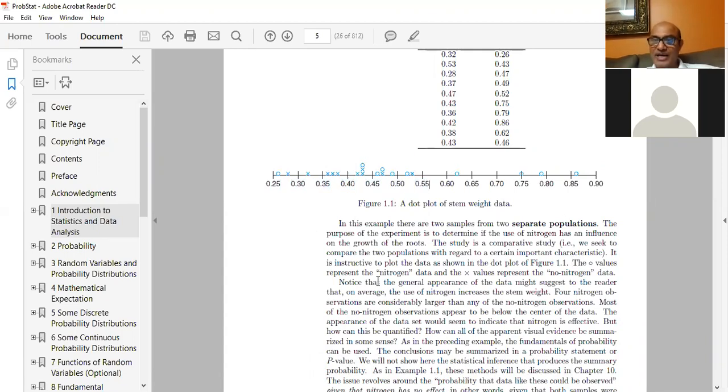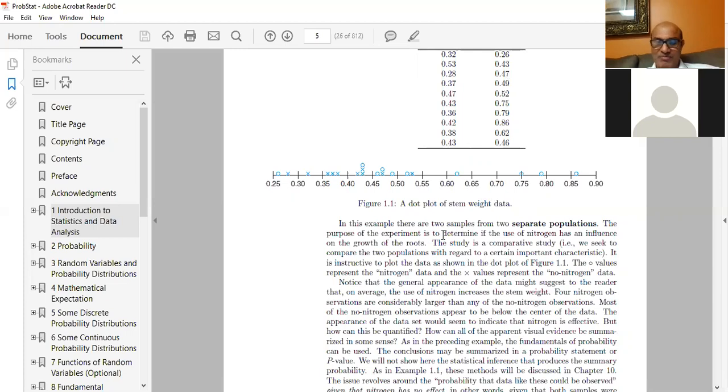But how can these be quantified? We know that the appearance of the data set would seem to indicate the nitrogen is effective. Look at here, nitrogen is effective. That makes sense, yeah. But the question is, how can it be quantified? How can all the apparent visual evidence be summarized in some sense?